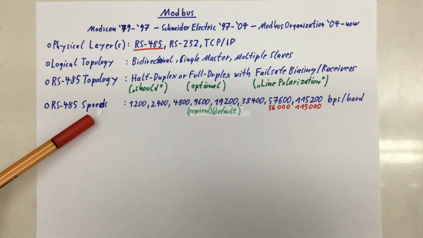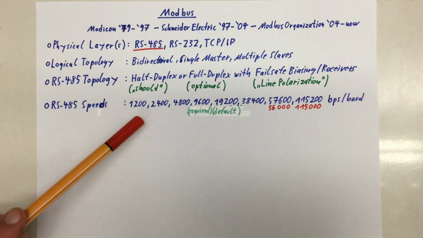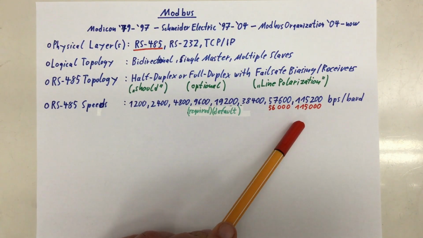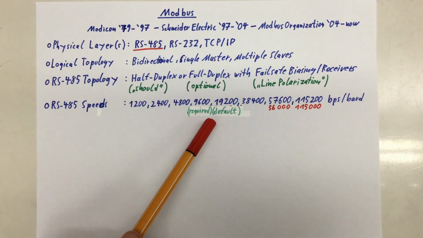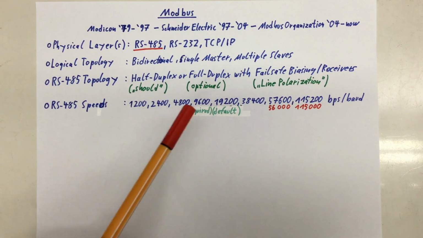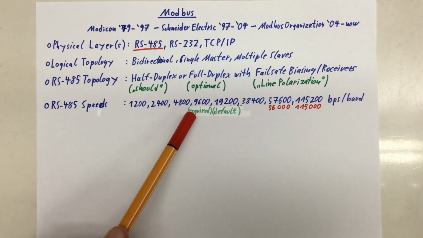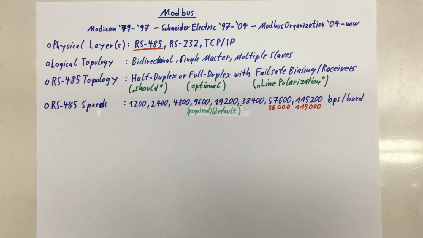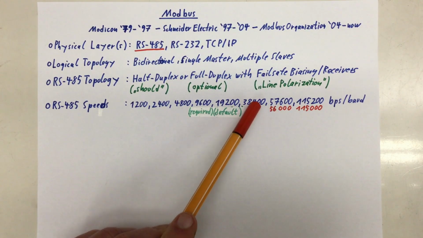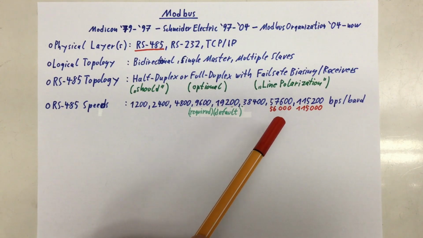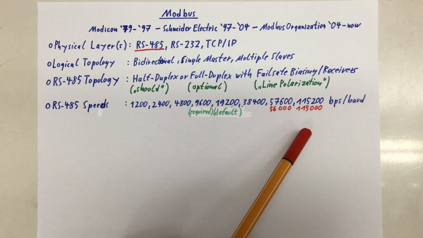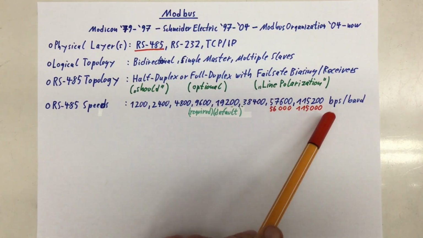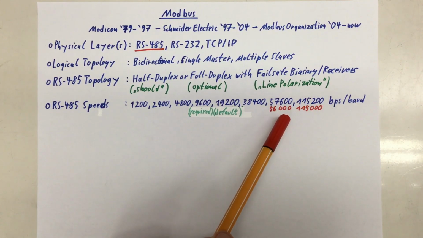When it comes to speed, Modbus supports everything between 1200 bauds and 115,200 bauds, at least optionally. By default, all devices communicate at 19,200 bauds, but they must also support 9,600 bauds. Please note, the specification talks here about 56 kilobits per second and here about 115 kilobits per second. That's probably rounding errors or typos.